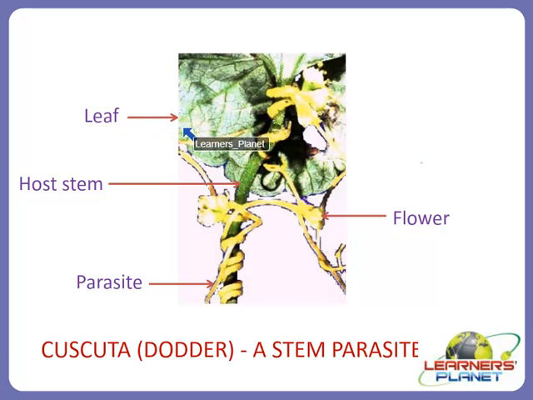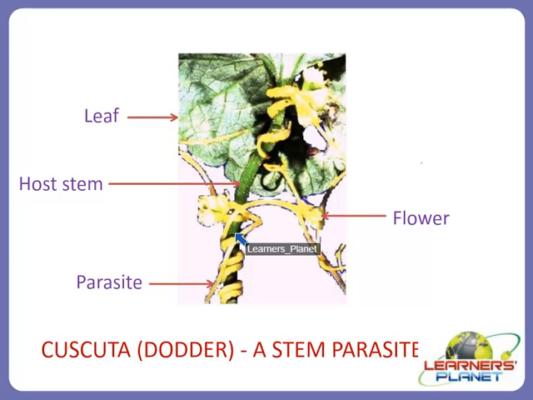This is the host stem, the host leaf. This is the flower, and this is the parasite. Parasite means here the parasite is Cuscuta, and its stem twines around the host, and that is why we can say that it twines around the host stem, and that is why it is termed the stem parasite.